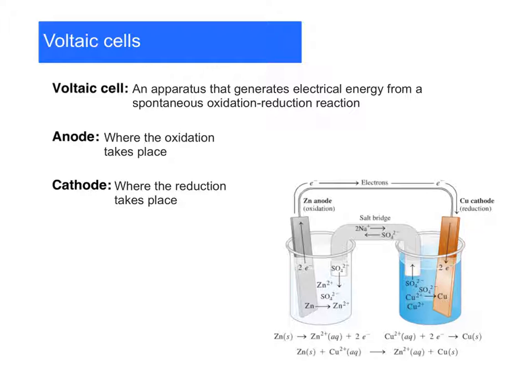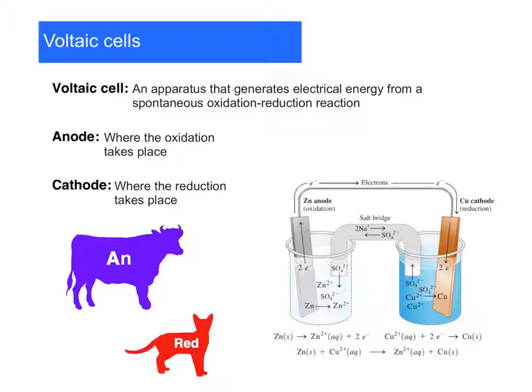So we can harness the power of this reaction by directing the electrons along our wire, and the movement of electrons along a wire is just electricity. All right, so just one other note before we go into the specifics of what's going on here. Anode is where the oxidation happens, so you can remember an ox, and cathode is where the reduction happens, so you can remember red cat. Those are just two little mnemonics, I guess, to help you remember which one happens where.